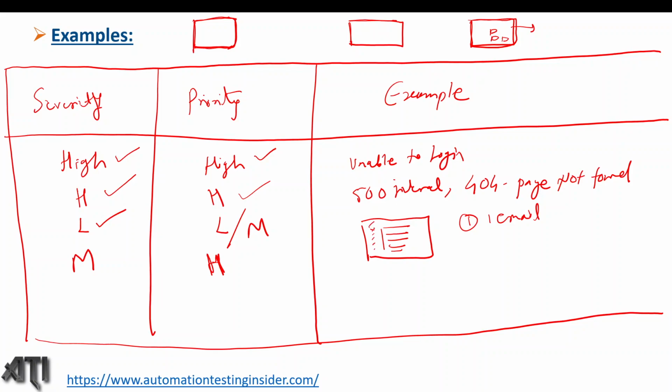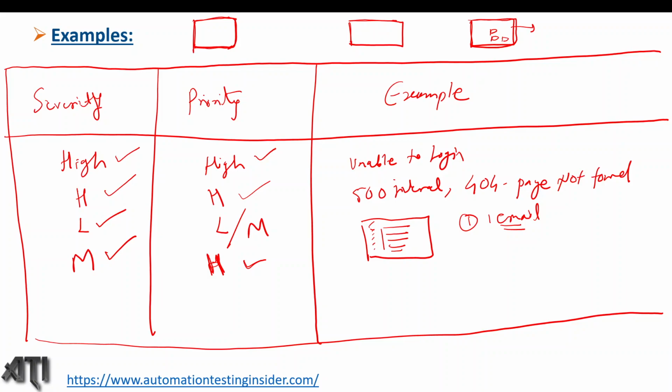So this is an example of medium severity. Why is it medium severity? Because we are able to test the delete functionality, however we are able to delete only one email at a time. So that's the reason it is medium severity. But why high priority? Because we might need to delete all the emails together, all the emails at one time. So that's the reason we have assigned it as a medium severity, high priority defect, correct? So this is an example of medium severity and high priority.